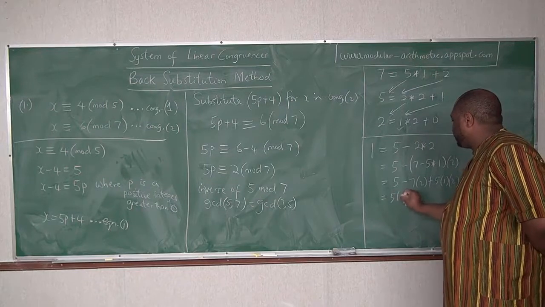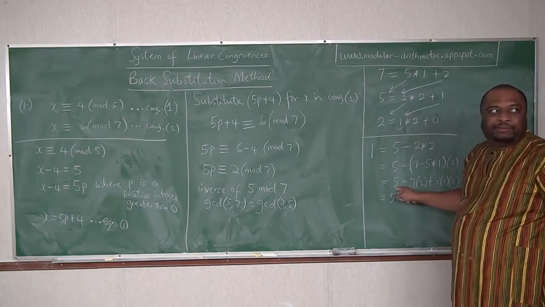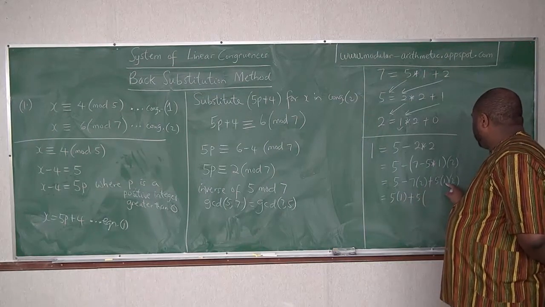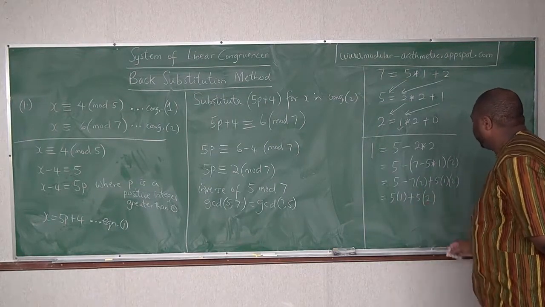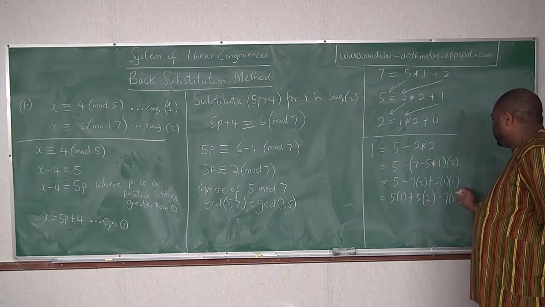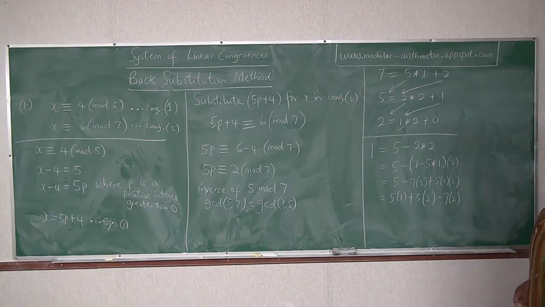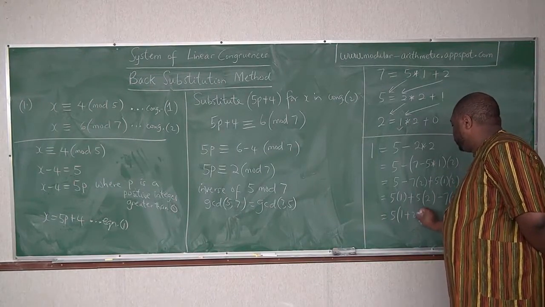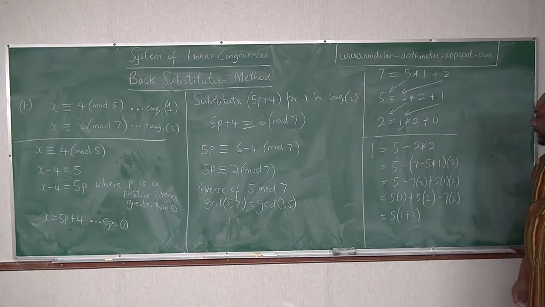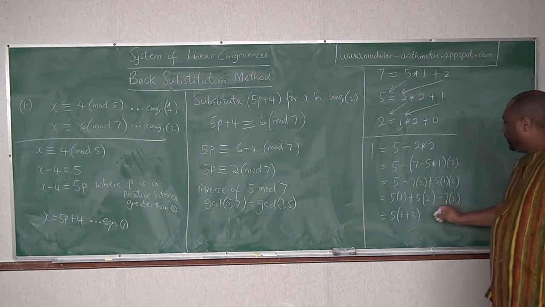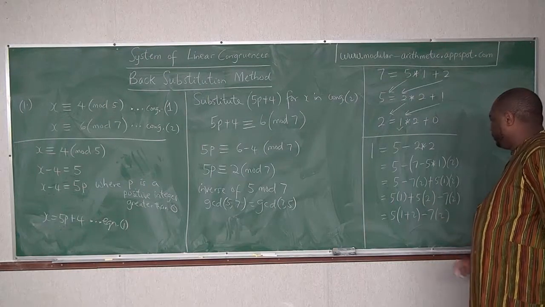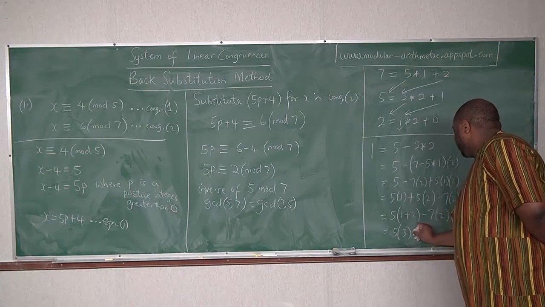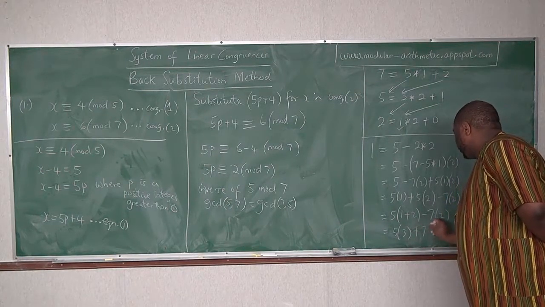So this is 5 times 1, which is 5. Then plus 5 times 1 times 2, which is 2. Minus 7 times 2. So this is 5 times (1 plus 2) minus 7 times 2, which is 5 times 3 plus 7 times negative 2.